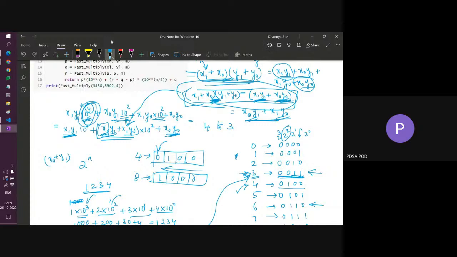So x0 has 2 components, right? x0,1 and x0,0, 2 digits here, right? Yeah. So x0,0 plus y0,1 or something like that. You got it, no? So this will again happen. Okay. So that is what is reflecting in that recurrence, right? 4 into T of n by 2 becoming 4 into T of n by 4, right?